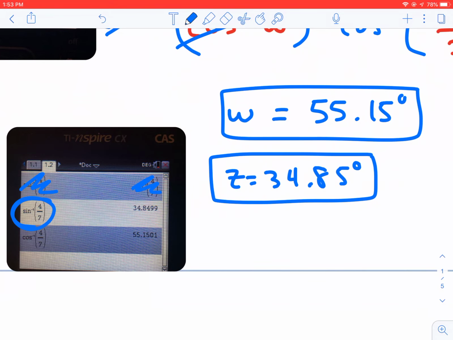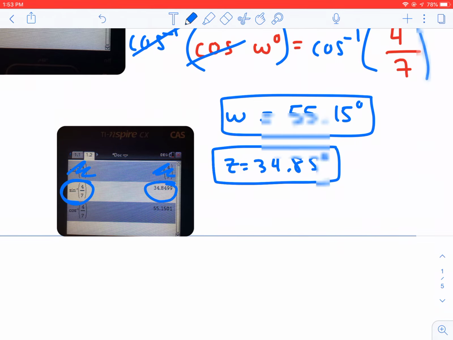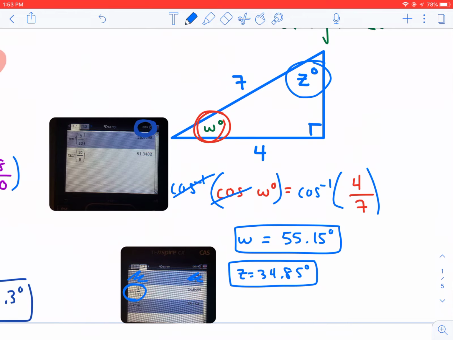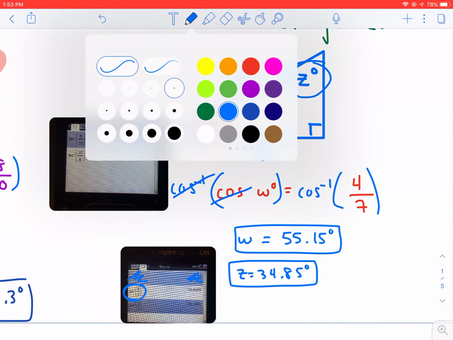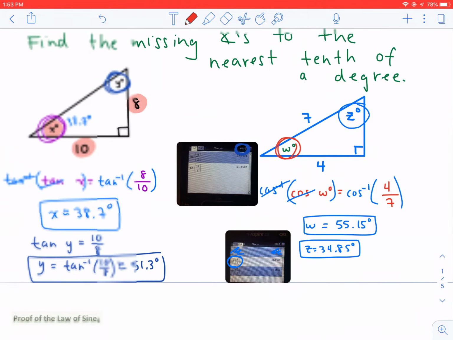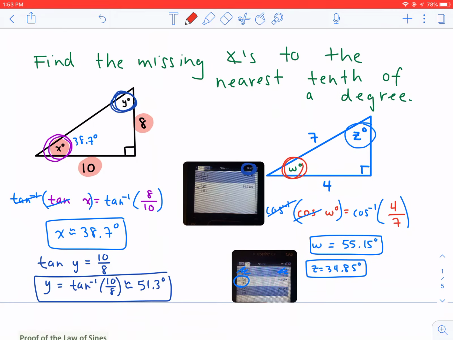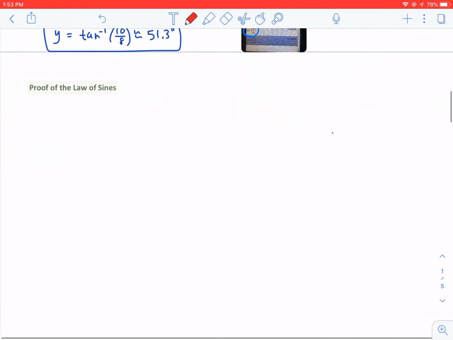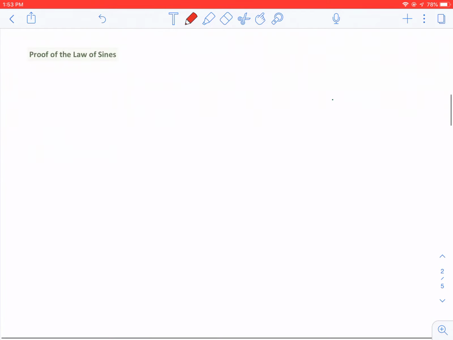And again, you didn't need to use trig to get the second angle value. Of course, we know angles add up to 180 in a triangle. But just showing that it works using our trig definitions as well. All right. So let's move on, and that's inverse trig. Let's do law of sines.